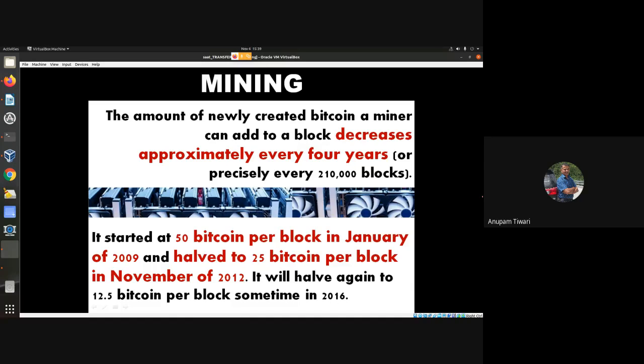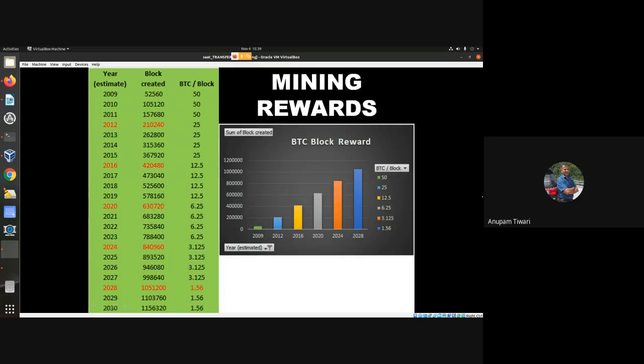After 4 years, in November 2012, the 50 was halved to 25. So mathematically, where should we be standing today? It halved again to 12.5 in 2016, so that is already done. So from 50 to 25 to 12.5. As of date, in April or May 2020, the reward has halved to 6.25 Bitcoins. So we all started with around 50 Bitcoins, and we are now somewhere here, in 2020, per block.